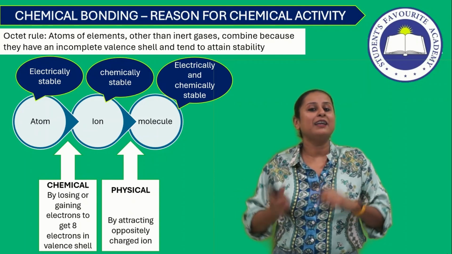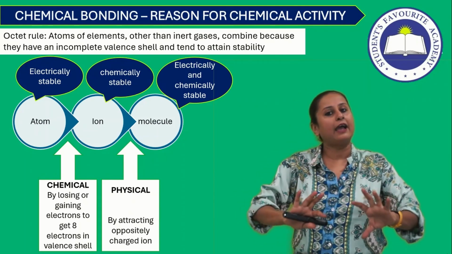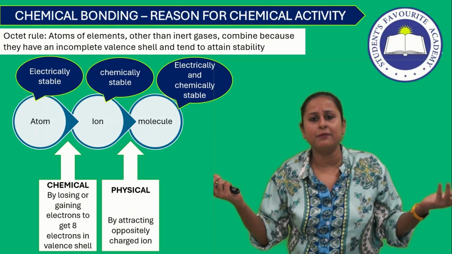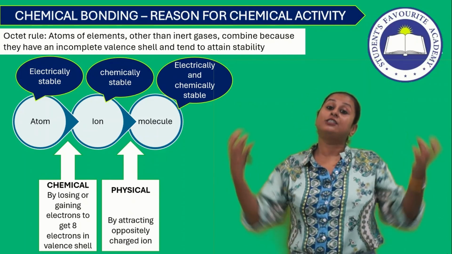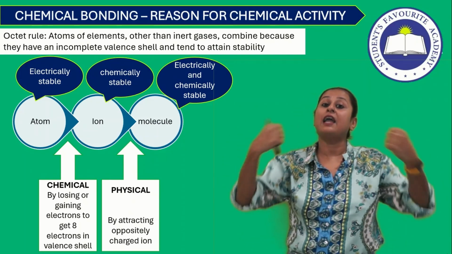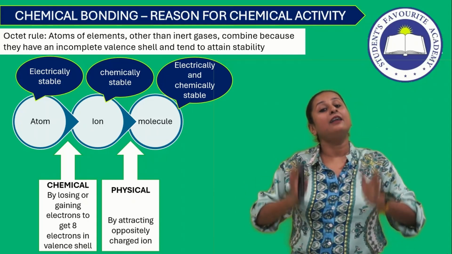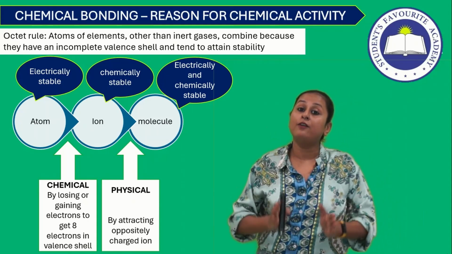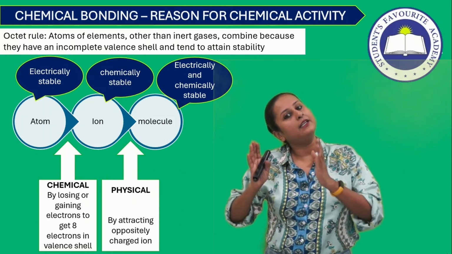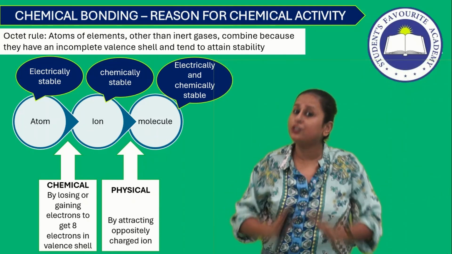Why is it electrically and chemically stable? Because first of all, the ions have lost or gained electrons to become chemically stable. Then the charges of the ions also neutralize each other, and a molecule is always electrically as well as chemically stable. That means it does not have any charge.